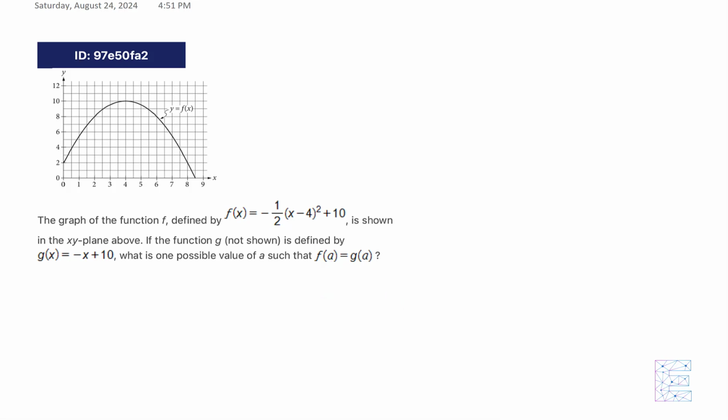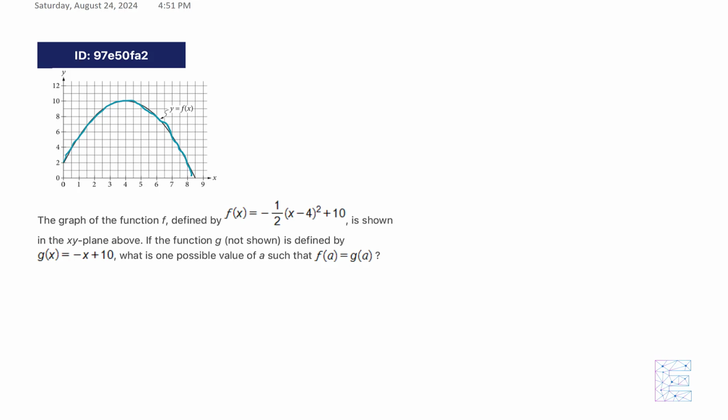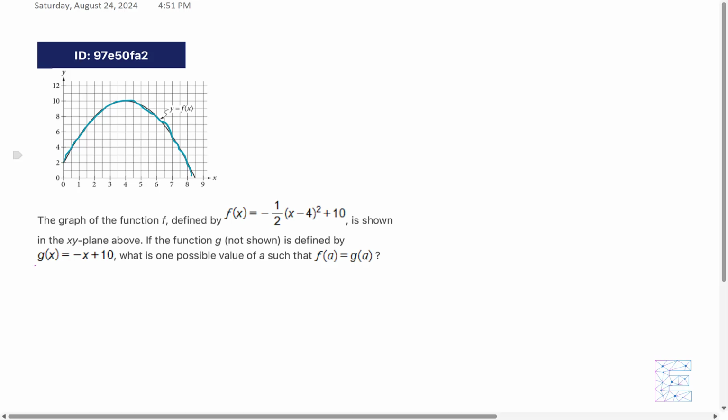We are given the graph of f of x. That's this blue curve that I'm highlighting now, and that's a quadratic function. And then you can look closely and you say, this is a linear function that hasn't been drawn, so g is not drawn. Thankfully, we know how to graph linear functions. Remember y equals mx plus b? That's what we're looking at here.